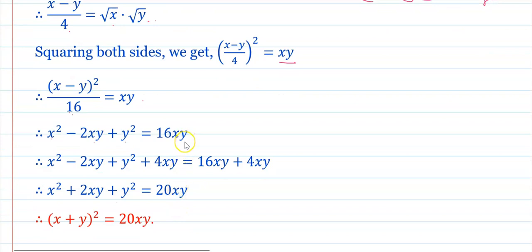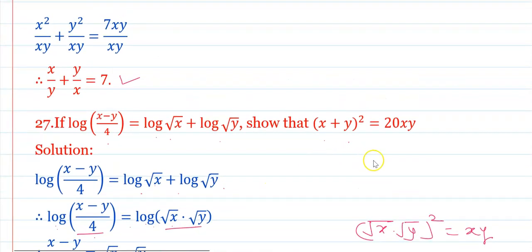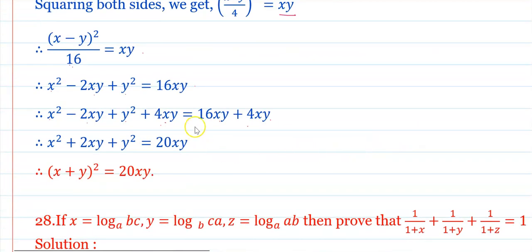Okay, and what about the next? Add 4xy on both sides. Then you will get x square minus 2xy plus y square plus 4xy is equal to 16xy plus 4xy. Now why do we add 4xy? Because here we have 20xy. 16 came, and we need 4 more. Therefore we are adding, and it is also useful here: minus 2xy plus 4xy, you will get plus 2xy. x square plus 2xy plus y square is a perfect square, (x plus y) bracket square, and that is equal to 20xy, and hence it is a proof.